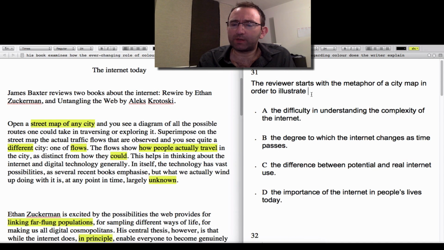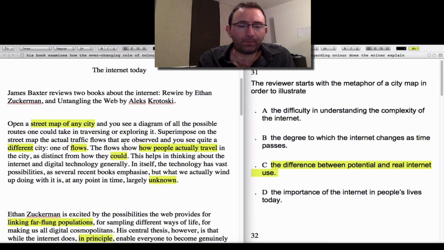The reviewer starts with the metaphor of a city map in order to illustrate the difficulty in understanding complexity. No, okay, I know the answer to this already. It's C. Sorry if you haven't had time to read it all already. But I highlighted it here already.